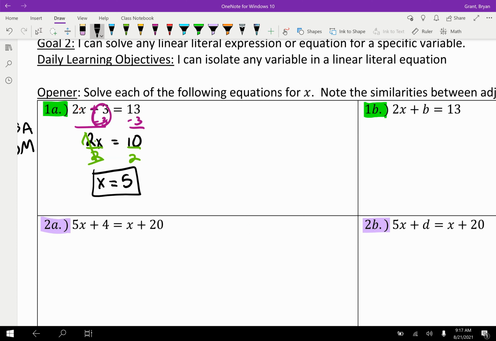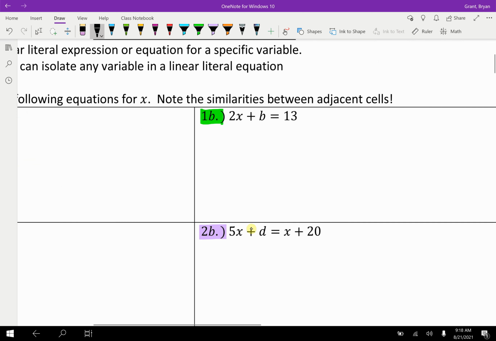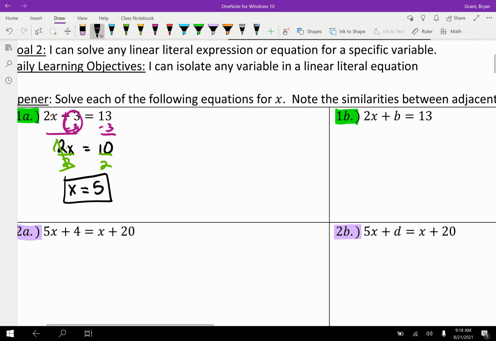The nice part is, though, whether there's one letter or two, or numbers or variables, they all behave the exact same way. So if I was able to subtract 3 from both sides here, then if I'm trying to solve for x, I should be able to subtract b from both sides as well. So let's take a look at this. Right? So we have this 2x plus b equals 13. I'll keep my same colors. I'm going to subtract b from each side.